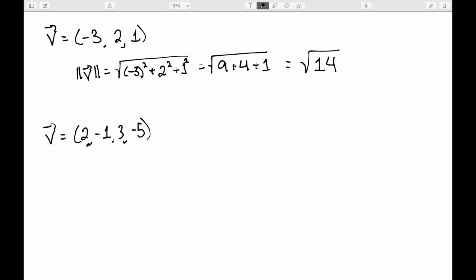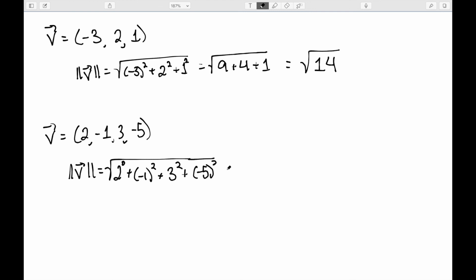If instead I have the vector 2, negative 1, 3, negative 5, then we can say the length of v is the square root of 2 squared plus negative 1 squared plus 3 squared plus negative 5 squared. So this would be the square root of 4 plus 1 plus 9 plus 25, which equals the square root of 39. So the norm of this vector, or the length of this vector, would be the square root of 39.